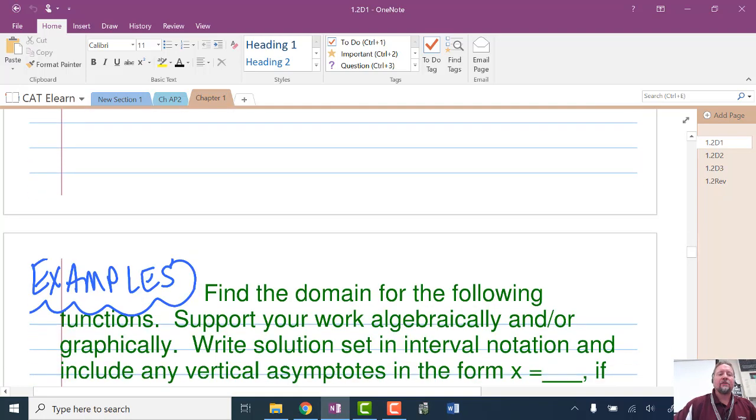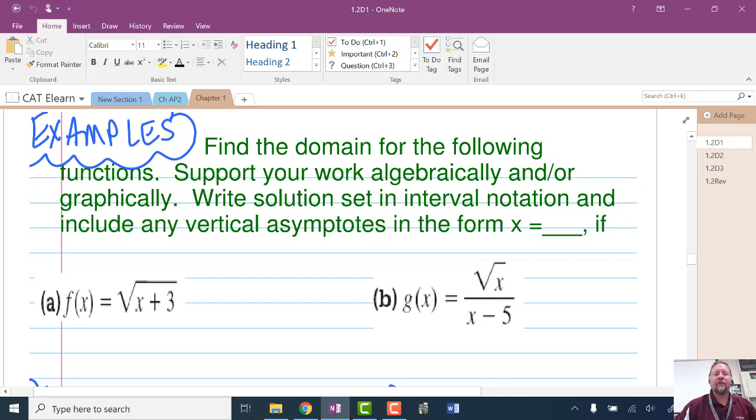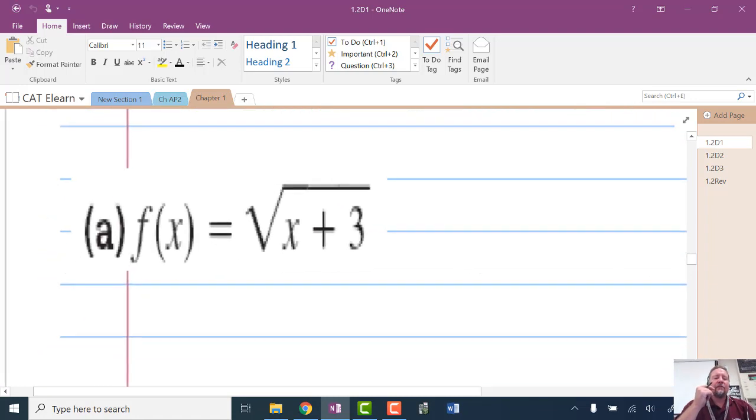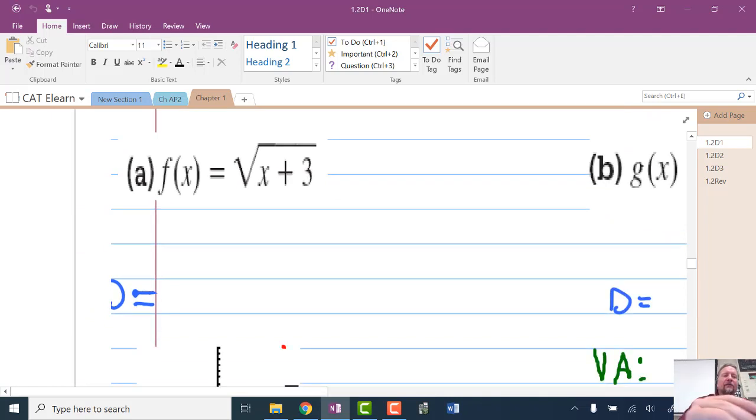I'm going right to questions. Okay, so find the domain for the following functions. Support your work algebraically or graphically. Write it in interval notation. So if you have vertical asymptotes, that also affects things. Okay, so I don't want to go over this too long.